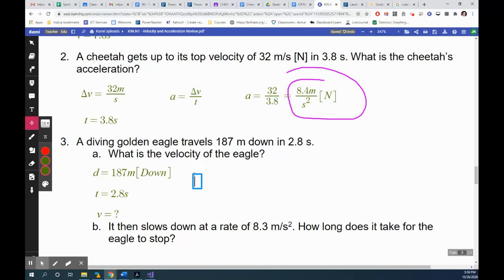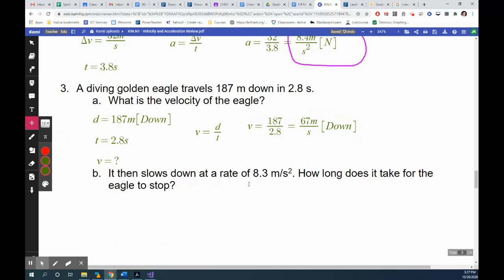So we're going to use v equals d over t. And we don't have to reformulate that because that's what it is. And so we do v equals 187 divided by 2.8. And we get an answer of 66.78. Sig figs gives us 67 meters per second with a direction down.